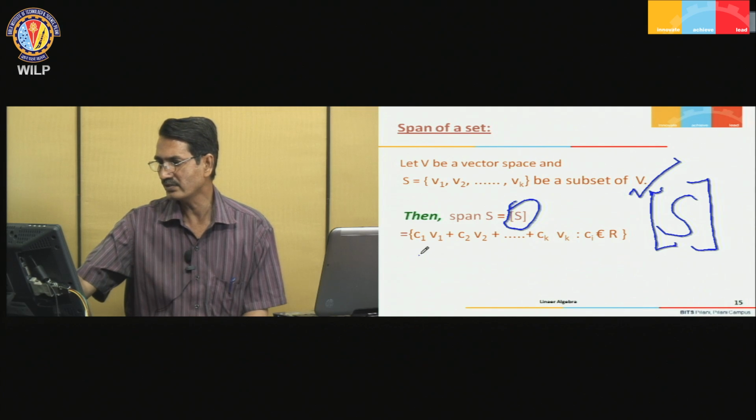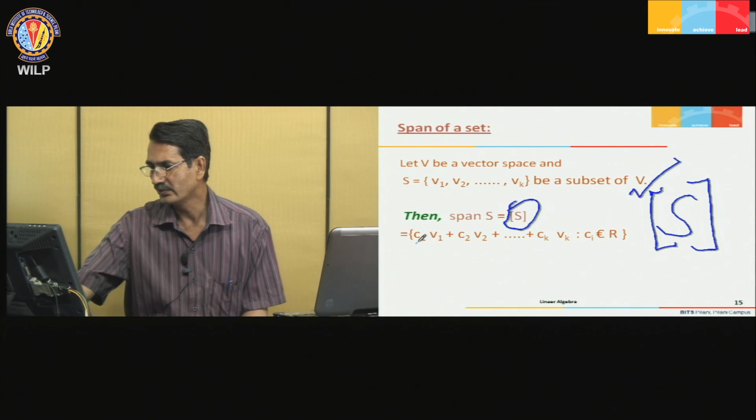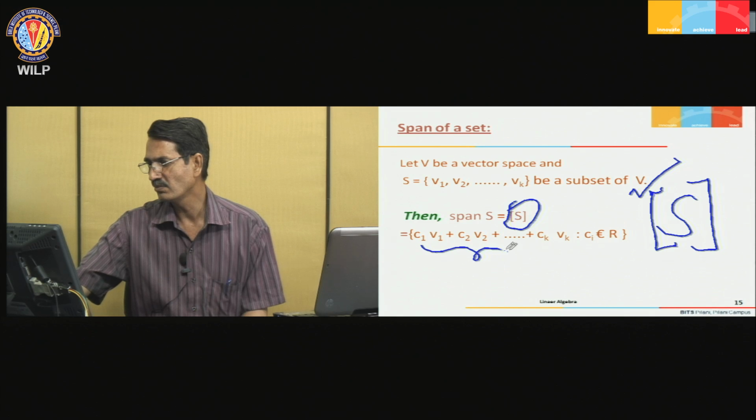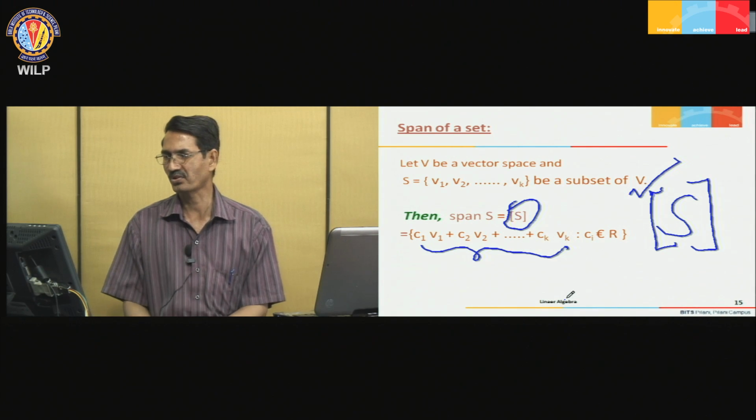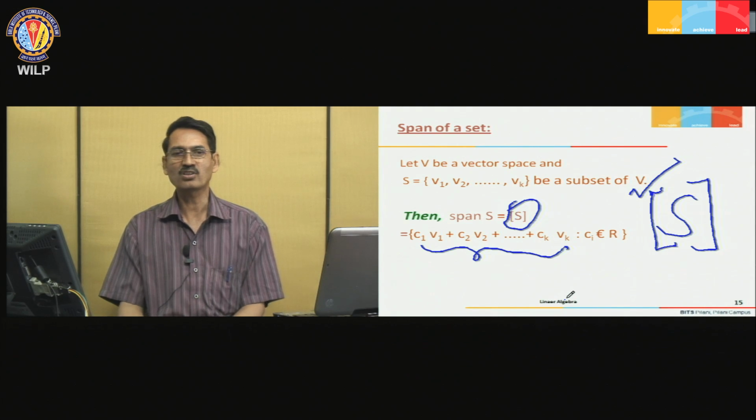That is, span of S is the set of all elements of the type c1 into v1 plus c2 into v2 plus ... plus ck into vk, where all these c1, c2, c3, ..., ck are real numbers. So, this is called the span of S.